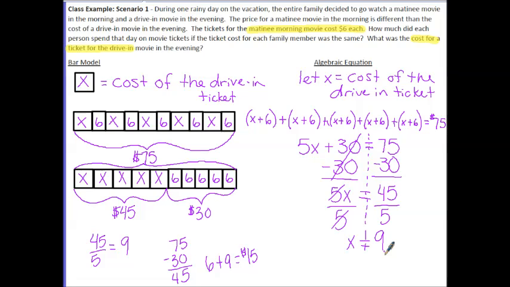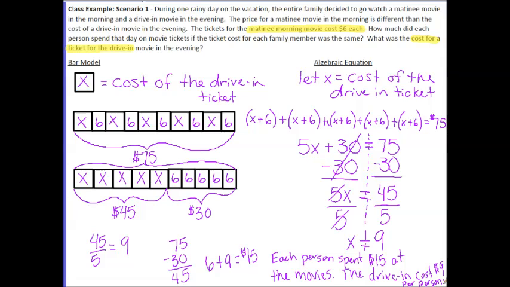The last thing I want to do is actually give a worded answer because we started with a word problem. So we need to make sure we always put it back into the context of the situation. So each person spent $15 at the movies. The drive-in cost $9 per person.